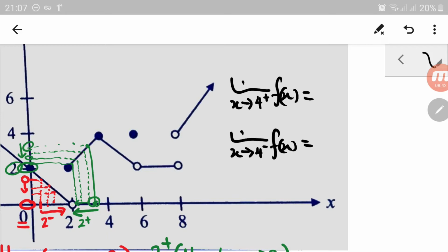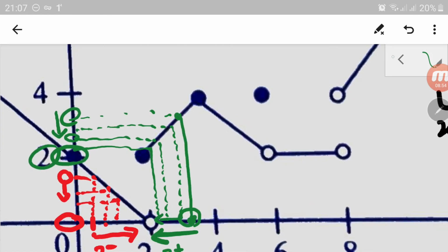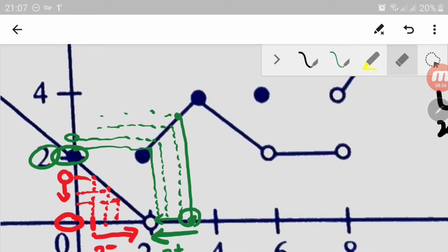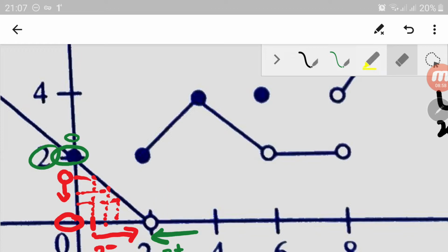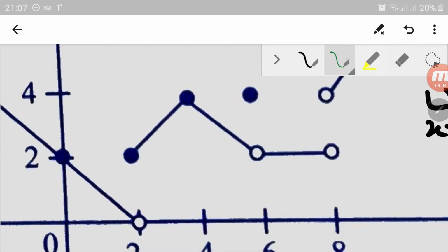Okay, I hope you are done already. Now let's check the answers. Now from the right, I use green. Now maybe I get rid of this. I'm afraid you will get confused. This one also I get rid of.